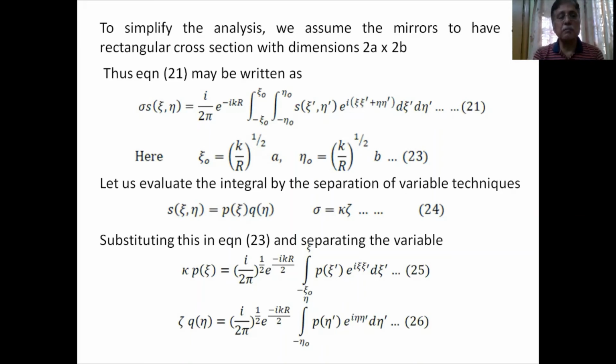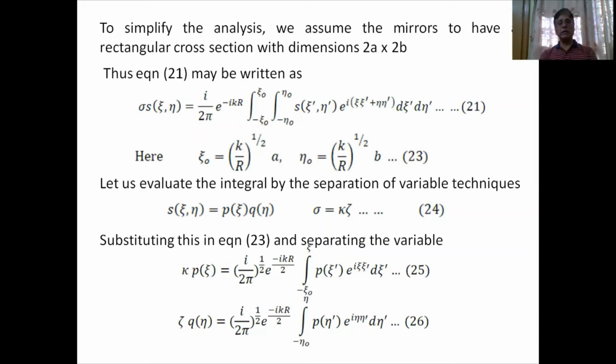Now the limits are changed from minus xi naught to plus xi naught, minus eta naught to plus eta naught, S xi dash eta dash exponential I xi dash plus eta dash, integrated over xi dash and eta dash as d xi dash d eta dash. And here, because x has been taken as a and y has been taken as b, in place of xi we write xi naught, and in place of eta we write eta naught. Then xi naught is equal to square root of k by r into a, and eta naught is equal to square root of k by r into b.